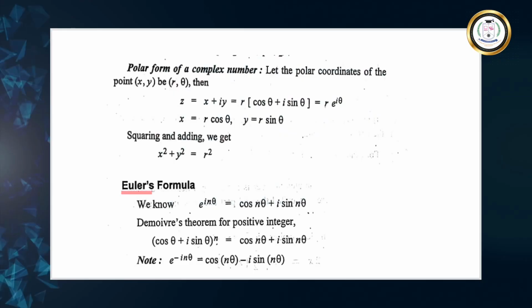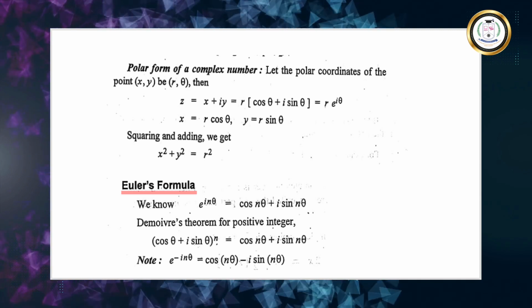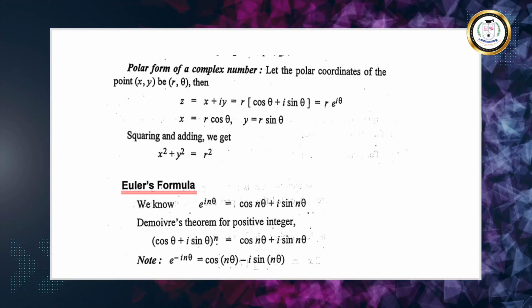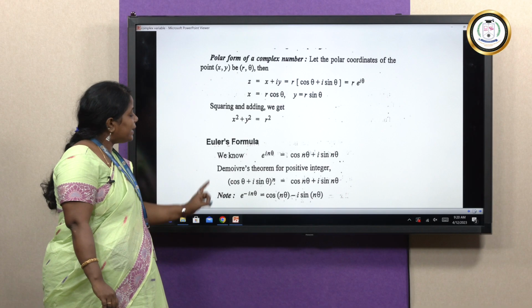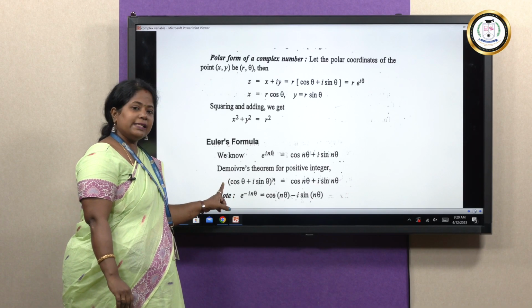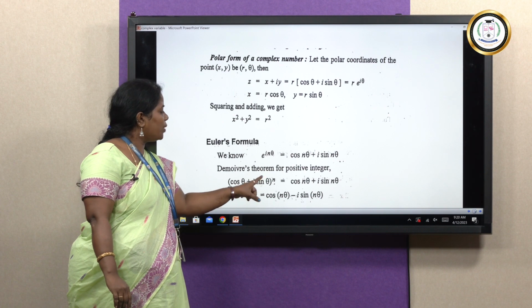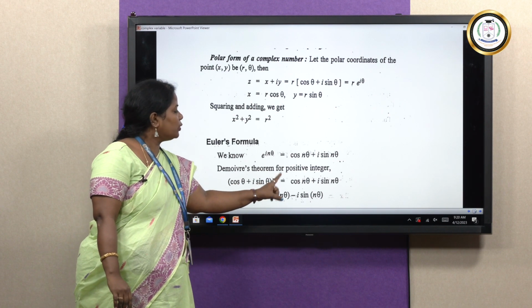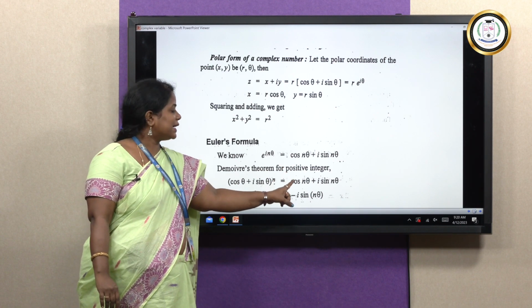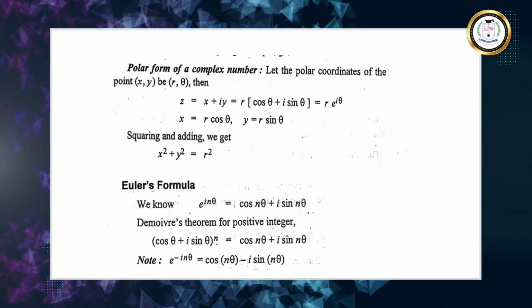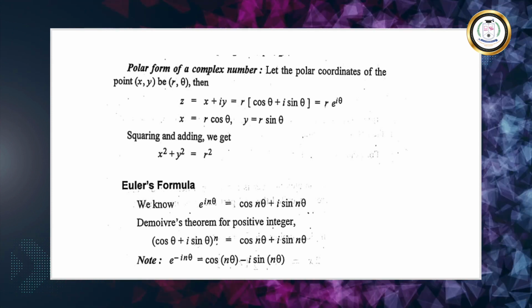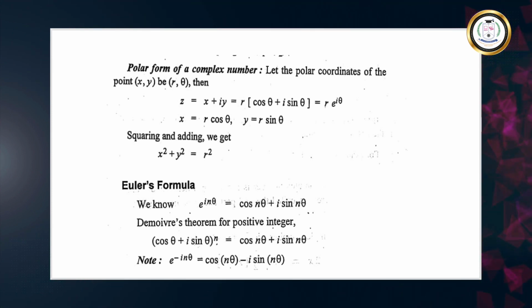Now, we will see Euler's formula. We know that e power i n theta is equal to cos n theta plus i sin n theta. By De Moivre's theorem, cos theta plus i sin theta the whole power n is equal to cos n theta plus i sin n theta. E power minus i n theta is equal to cos n theta minus i sin n theta.